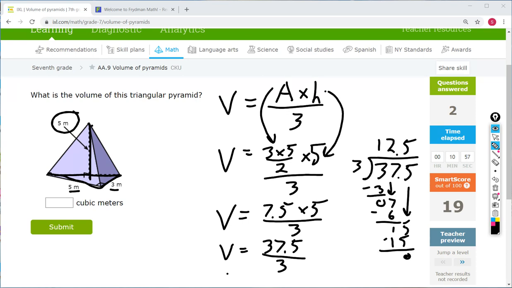$12.5. So the volume is equal to 12.5, and again, that would be cubic meters, because I have meters, meters, meters. Okay.